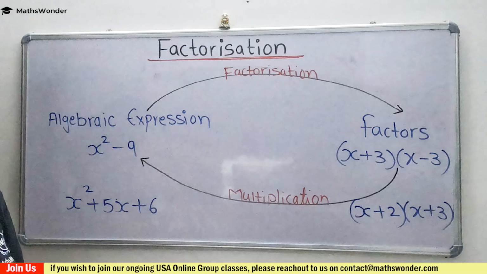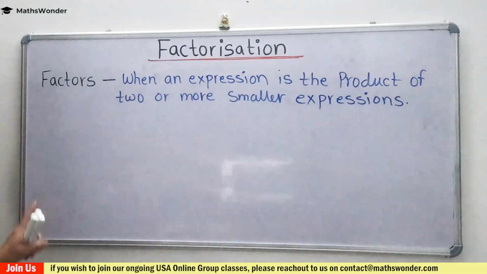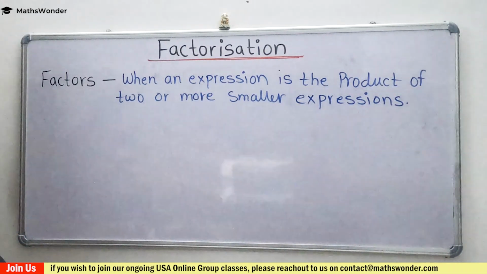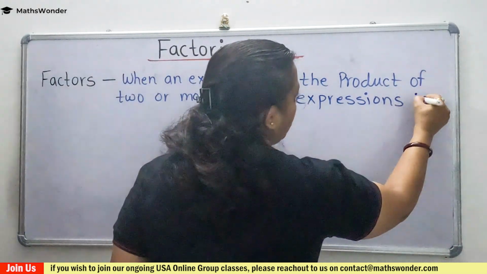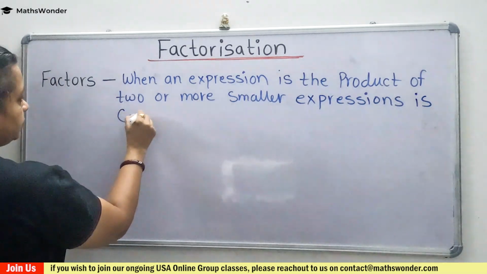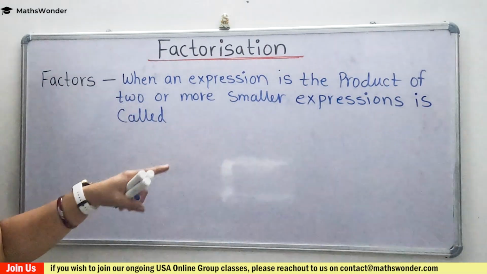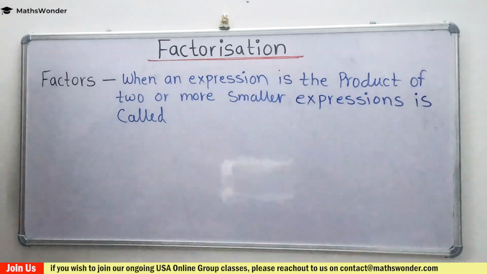Yeah. Now come to the next part. So generally students get confused with factor and factorization. When you understand with the diagram, then there will be no confusion. Factors are when an expression is the product of two or more smaller expressions, the smaller expressions are called factors of the product.